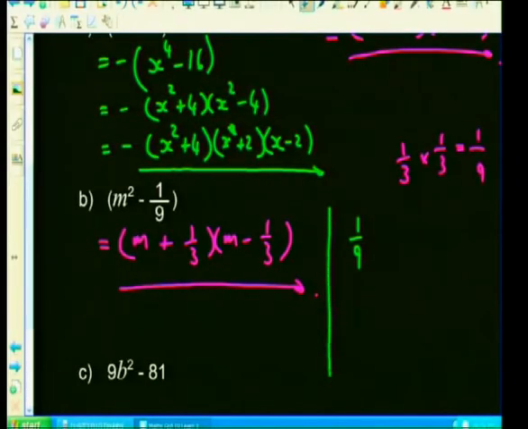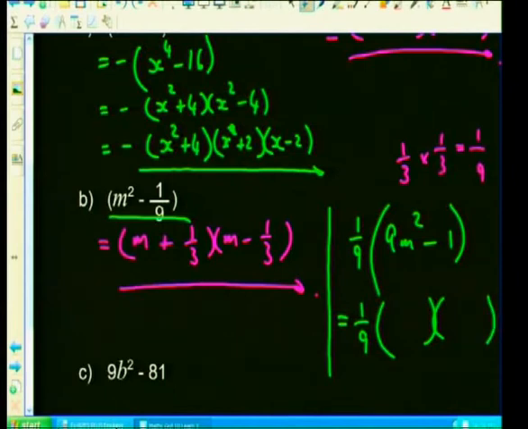Now I know that some of you might like to take out a factor of a ninth and then have 9m squared minus 1. Okay, let's do that. Do I land up with my question when I multiply this out? Absolutely correct. What it does give us is the difference of perfect squares, 3m minus 1, 3m plus 1.